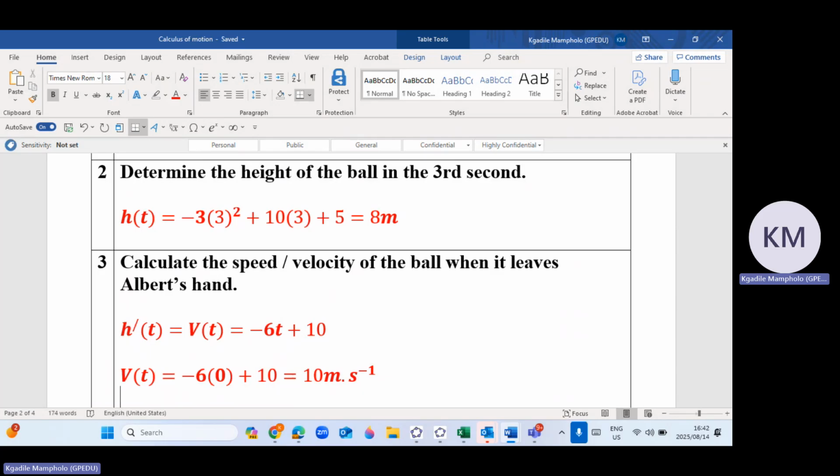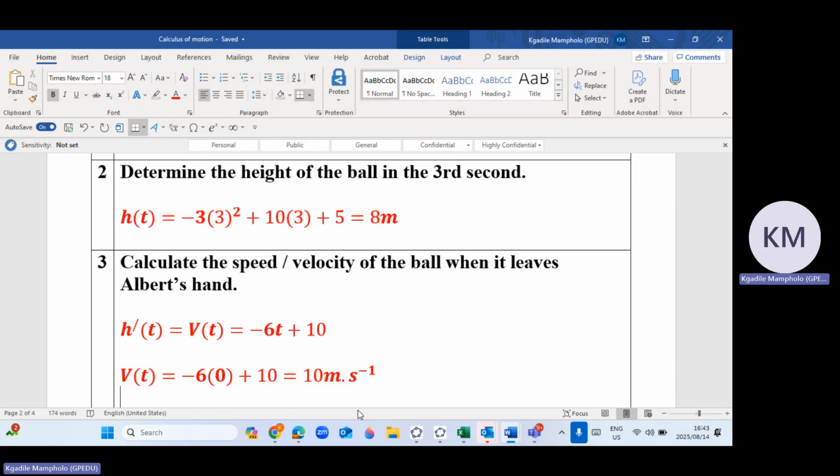So remember, velocity is the same as speed. Now, you differentiate first because velocity is the change in height. So you differentiate. Remember, this was minus 3t squared plus 10t plus 5. Then it means 2 times minus 3 is minus 6t. Then here it will be 10. Then you substitute your time as 0.